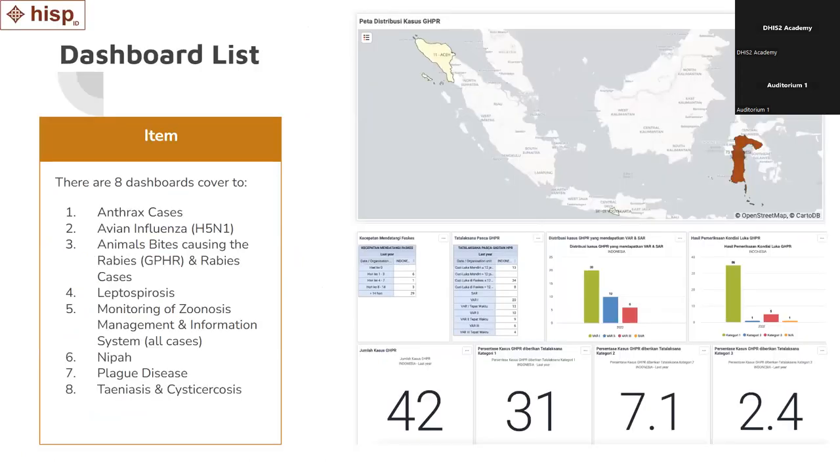What does it consist of? There are 8 dashboards covering 8 use cases, from anthrax to cryptosporidiosis. Sorry, I'm not a public health person, but this is the information. This is a sample of what we use in separate areas. We tested and scaled up from West Indonesia in Aceh province, South Sulawesi, and one city in Yogyakarta, which is in the middle area. And we continue to have the local context from the Bali information system.